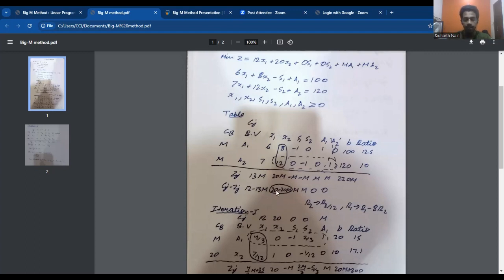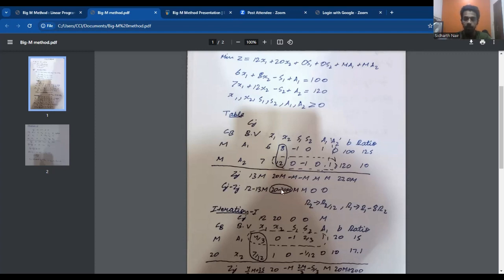Now we can see that not all the Cj minus Zj values are greater than or equal to 0. And we also now know that for the iteration to end, it is a necessary condition that Cj minus Zj has to be greater than or equal to 0. Otherwise, the iteration will not stop in the case of minimization functions. Now, so we have to find the key row, key column, and the key element.